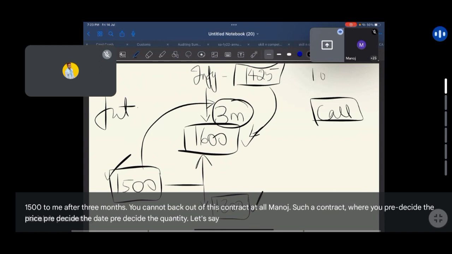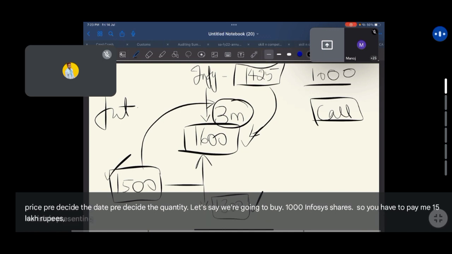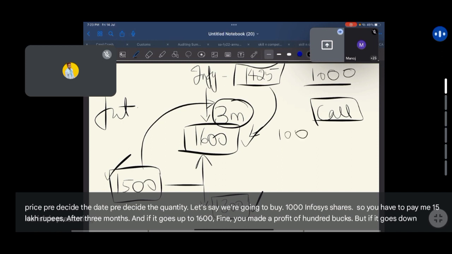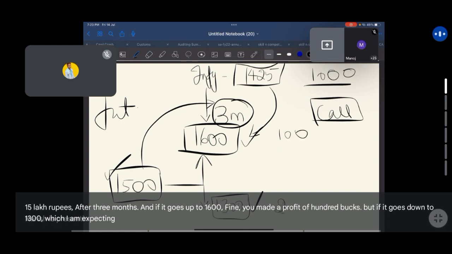Let's say we're going to buy 1000 Infosys shares. So you have to pay me 15 lakh rupees after 3 months. And if it goes up to 1600, fine, you made a profit of 100 rupees. But if it goes down to 1300, which I am expecting it to, I will make a profit of 200 rupees. We both don't know what's going to happen. This is what is a futures contract.